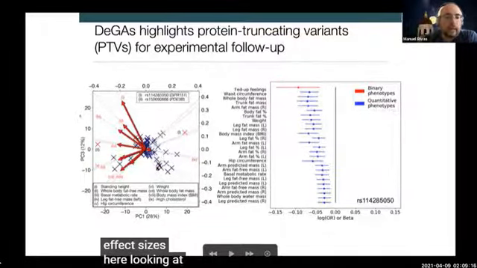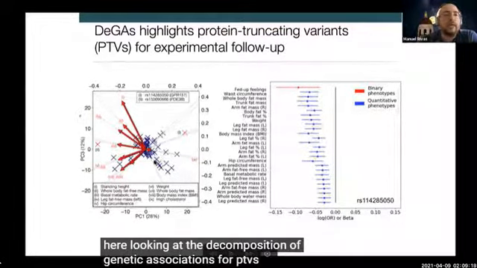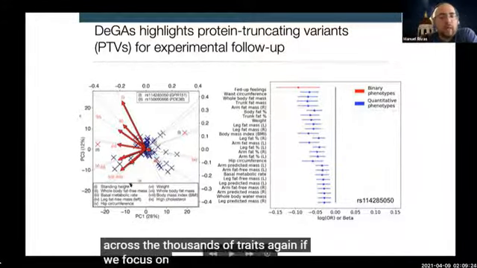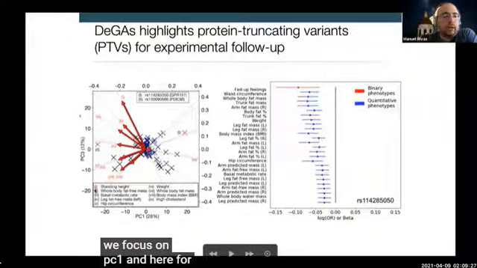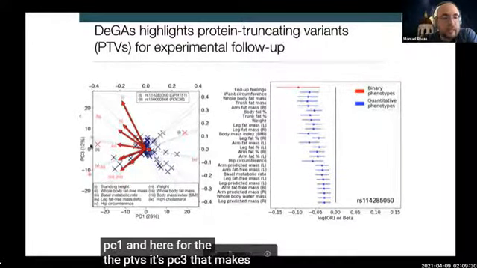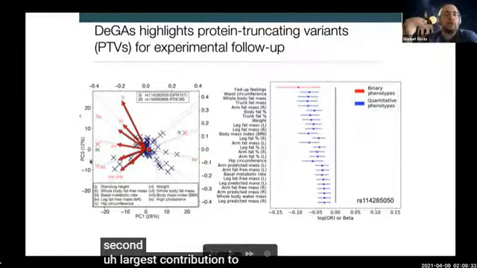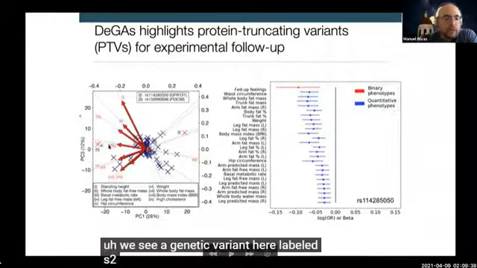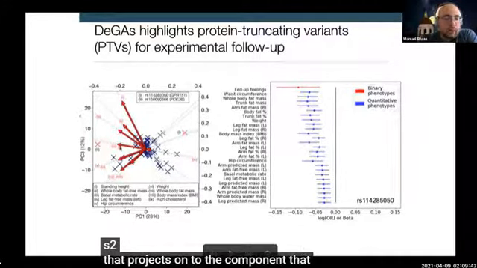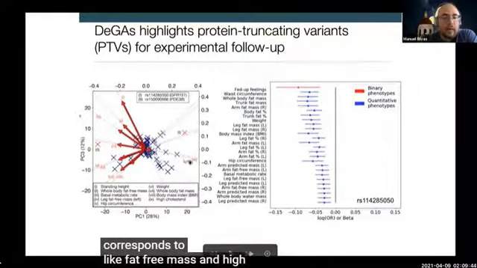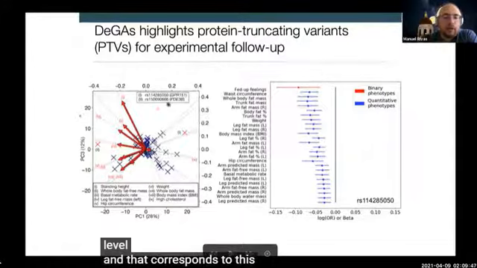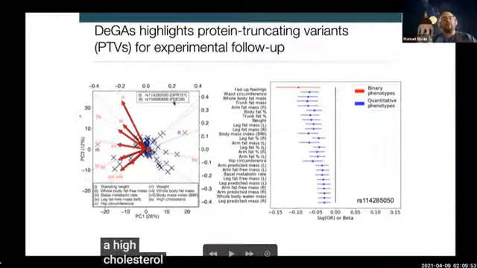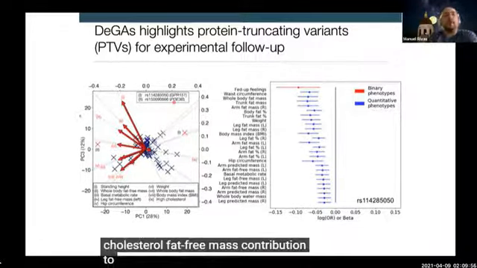Here, looking at the decomposition of genetic associations for PTVs, or these protein truncating variants, across the thousands of traits. Again, if we focus on PC1, and here for the PTVs, it's PC3 that makes up the second largest contribution to body mass index. We see a genetic variant here labeled as 2 that projects onto the component that corresponds to fat-free mass and high cholesterol level. And that corresponds to this genetic variant or PTV in this gene called PDE3B. So it has more of a high cholesterol, fat-free mass contribution to BMI.